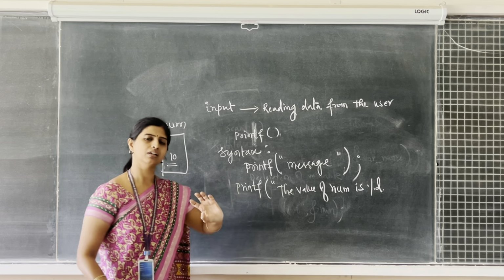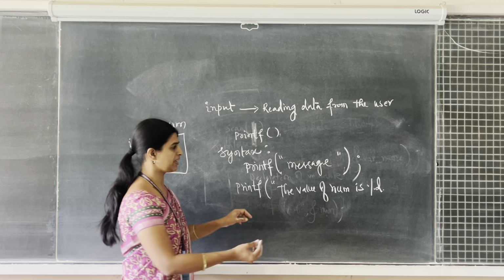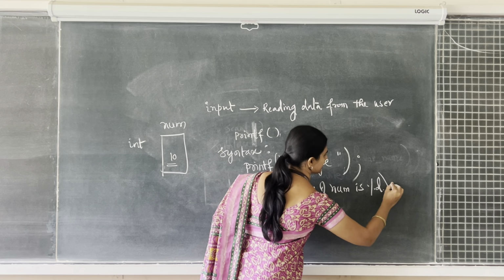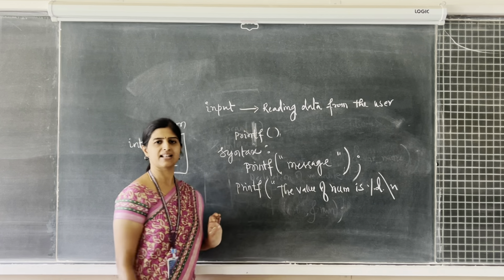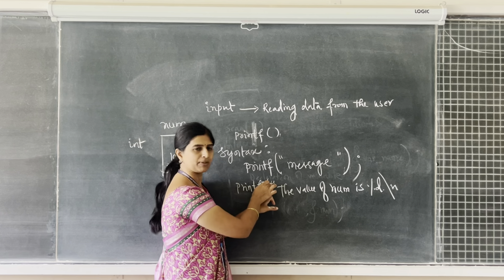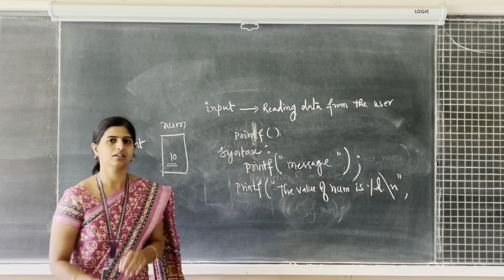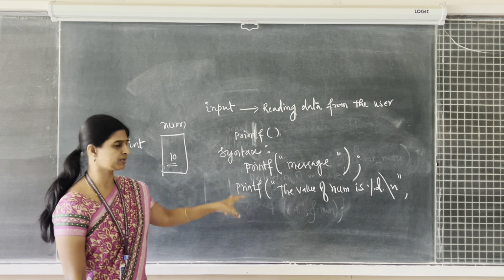Then I want the next message to be displayed in the next line. For that I am making use of \n, which indicates new line. \n basically indicates new line character. Then I have opened the double quotes. You need to close it. Then comma. This is still not the completeness of this printf.